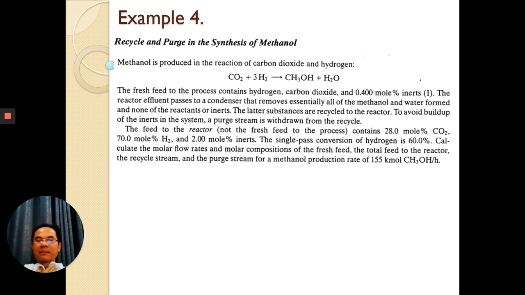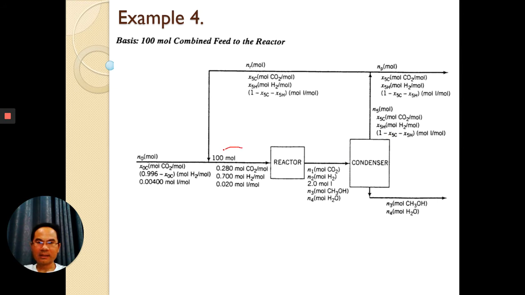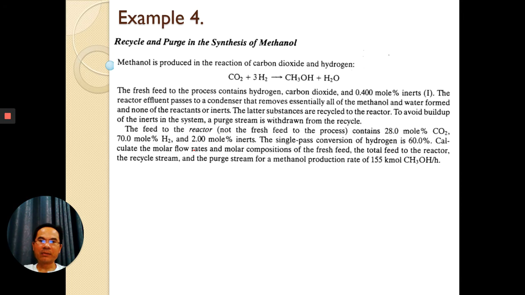Okay. The feed to reactor is not the fresh feed. The fresh feed is the feed to the process. The feed to the reactor contains 28 mole percent CO2, 70 mole percent hydrogen, and 2 mole percent inert. And the single pass conversion of hydrogen is 60%.